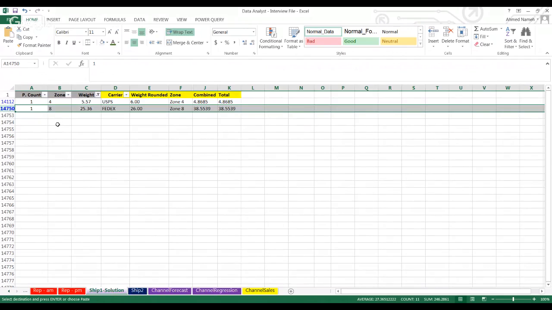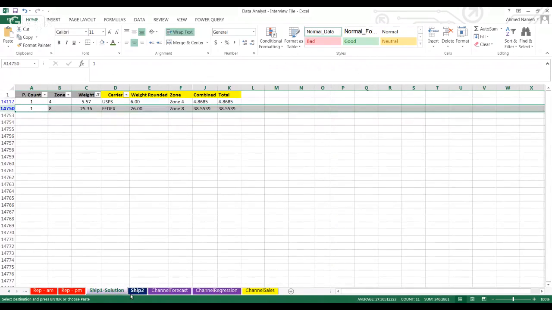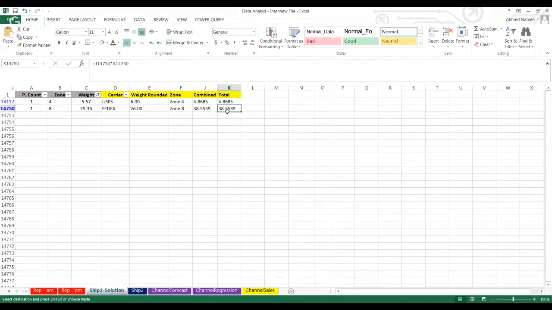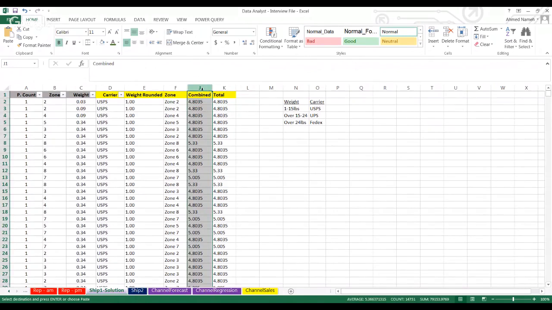Let's look at this line now. You've got a zone 8 weight rounded off to 26, and your carrier is FedEx because the weight exceeds 24. So you've got 26, FedEx. What was the zone again? Zone 8. So right here, you're looking at 38.55, 38.55. So this column J provides you with the appropriate shipping rate. Column K provides you with a total.